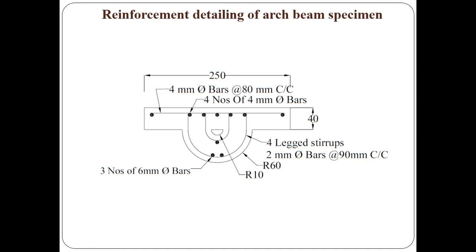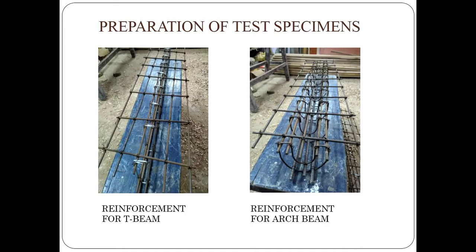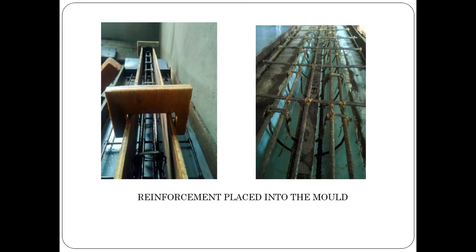Reinforcement detailing of arch beam system: 4 numbers of 4 mm dia bars at 8 mm center to center for top flange, and 3 numbers of 6 mm dia bars provided at the tension zone or bottom of the girders, and top 4 numbers of 4 mm dia bars provided in top of the web. Preparation of test specimen. This is the reinforcement cage before concreting of the specimen, and reinforcement placed into the mold for T-beam girder and also for semicircular arch girder.